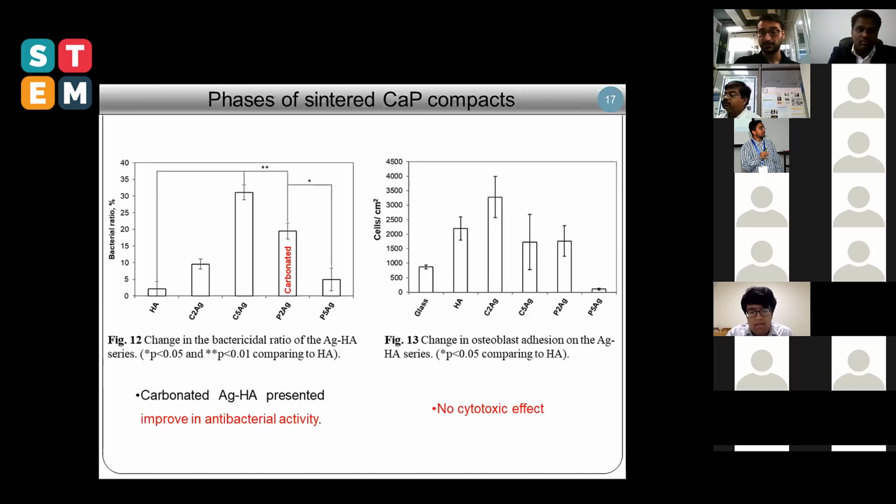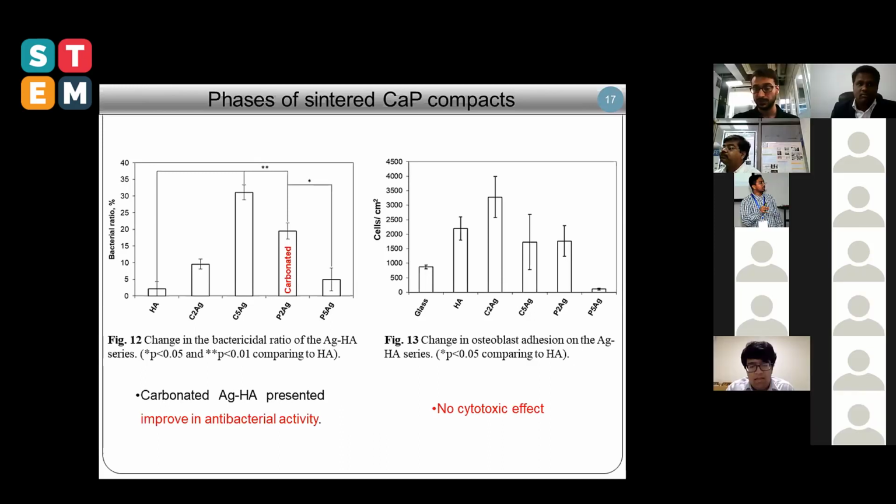In the other case, for osteoblast adhesion with silver, our concern was the toxicity of silver, which can inhibit cell adhesion and cell growth. But in this case, we didn't see any toxic effect from the calcium deficient and phosphate deficient samples, so we can conclude that there is no cytotoxic effect. Together with the improvement in antibacterial activity, this proposes the material as a candidate for bone graft or even coating material.